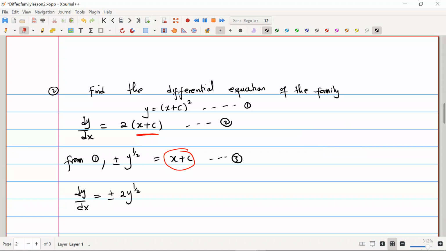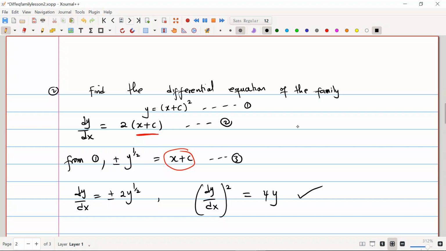So the other thing we are done actually, but the other thing we can do to make sure we don't end up with plus or minus is to square both sides of this final equation. Okay, if I square both sides, I'm going to have (dy/dx) squared is equal to 4y, and that is the solution to this problem. Okay, that is actually the differential equation of this given family. I hope you understood the whole process.